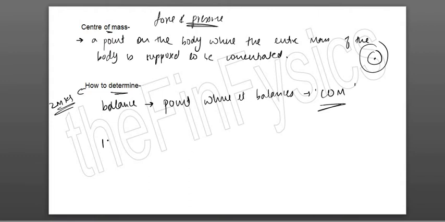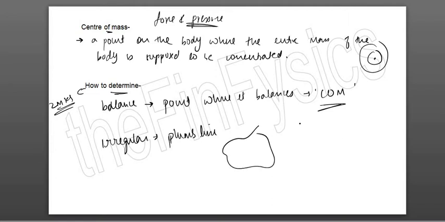If it is irregular shaped, then we use a plumb line method. Now, what's a plumb line method? Suppose this is the shape of the object. We take a stand, and we take a thread with some load at the bottom. This setup is a plumb line, similar to a pendulum. Now you will have to make minimum 2 holes on this. Let me make 4 randomly, A, B, C, D.